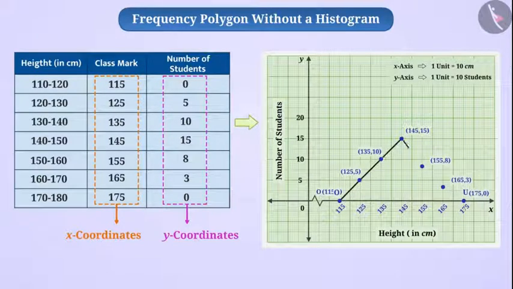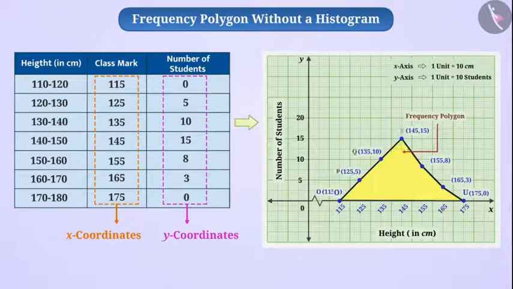Now, we will complete the frequency polygon OPQRSTU by connecting all the points with line segments. In this way, we can obtain a frequency polygon even without a histogram.